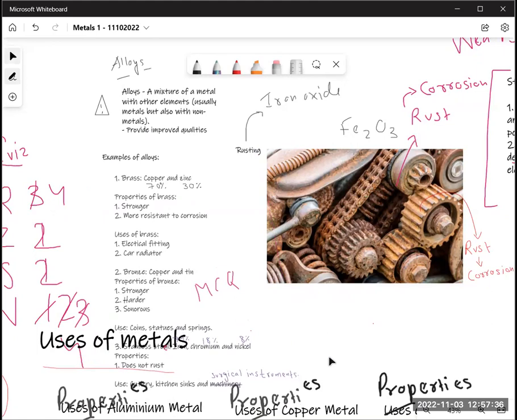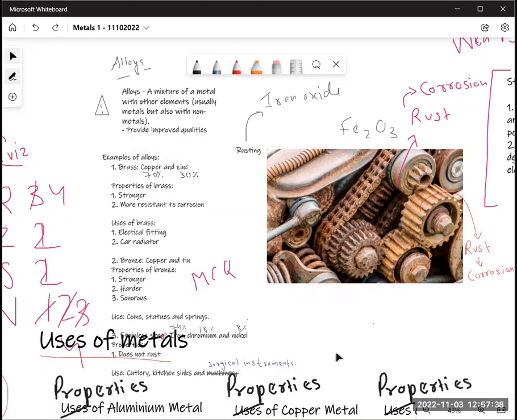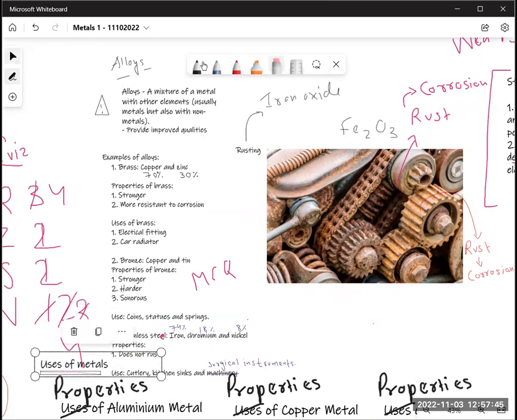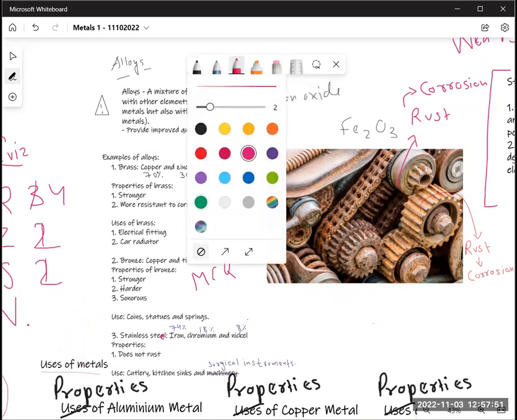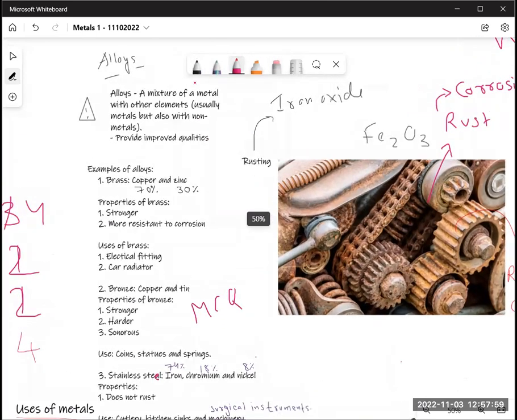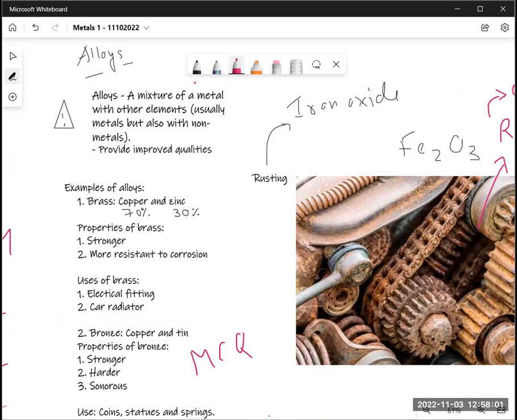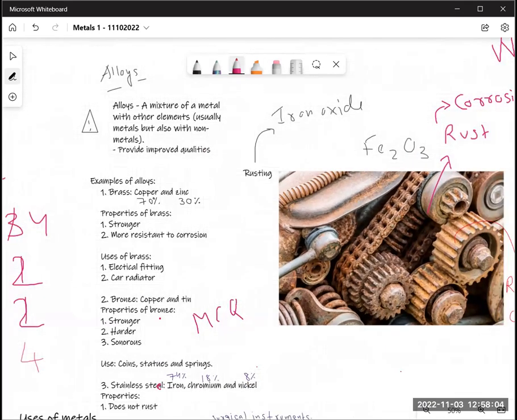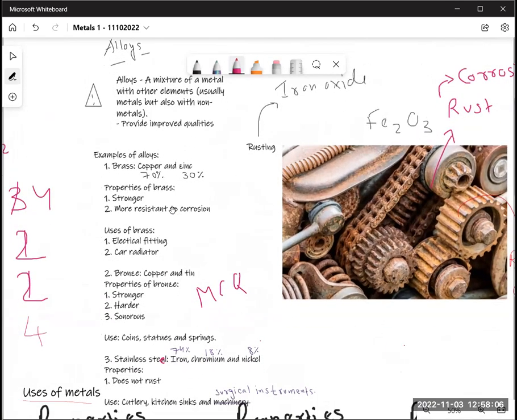Now, actually, Neha, I want you to read the definition of alloys one more time. Alloys: a mixture of a metal with other elements, usually metals, but also with non-metals, to provide improved qualities. So to provide improved qualities, that's basically why we make alloys. I hope that's clear.